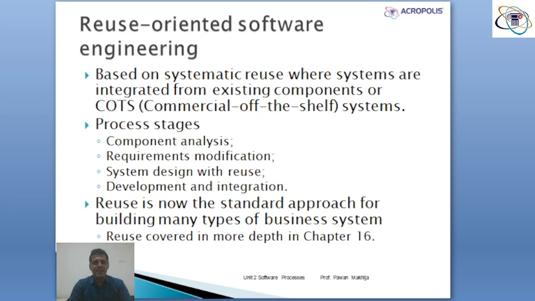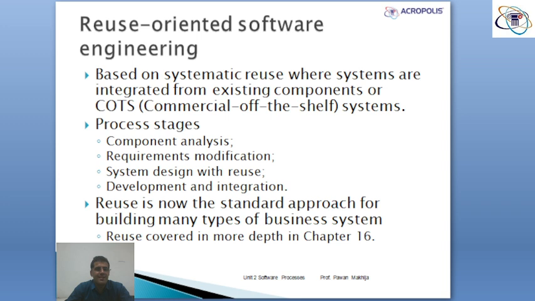The typical stages are as follows. When we talk about reuse oriented, first we go for component analysis and requirements modification, then system design with reuse, and the final stage is development and integration. So let's talk about all these process stages one by one. In component analysis, we analyze, in order to furnish the set of requirements given by the manager, what components are already available in the COTS libraries that can be directly fetched and embedded in the software.